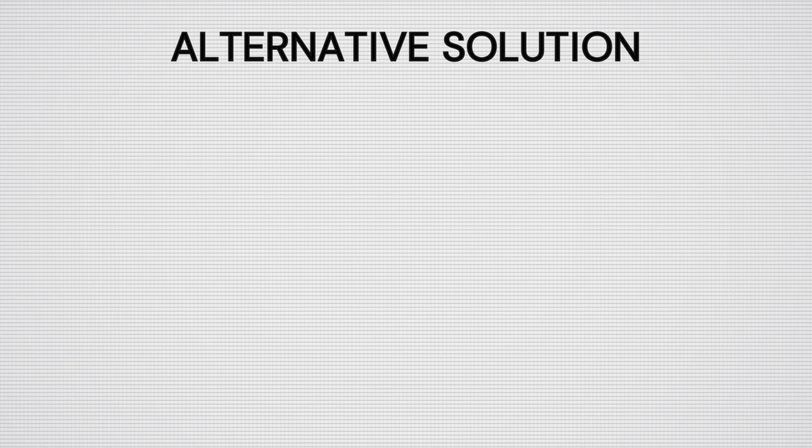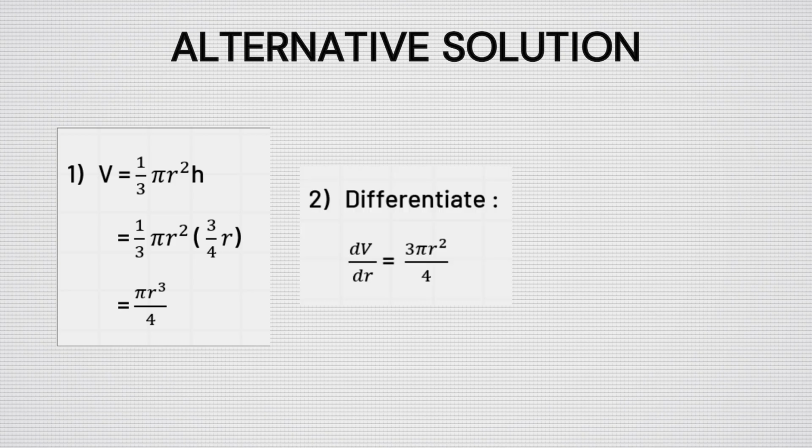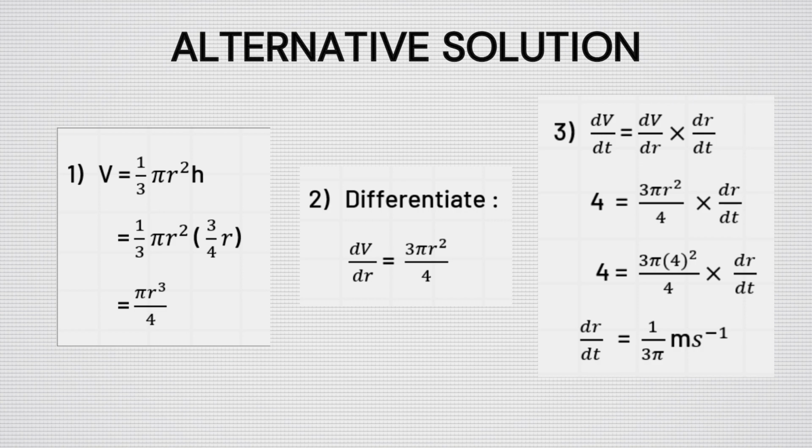There is also another alternative way to solve this problem. First thing first, we also need to find the value for volume of cone, then differentiate it to find dV/dr. Instead of using the cross multiplication method like we did just now, we can form a new equation which is dV/dt equals dV/dr times dr/dt.